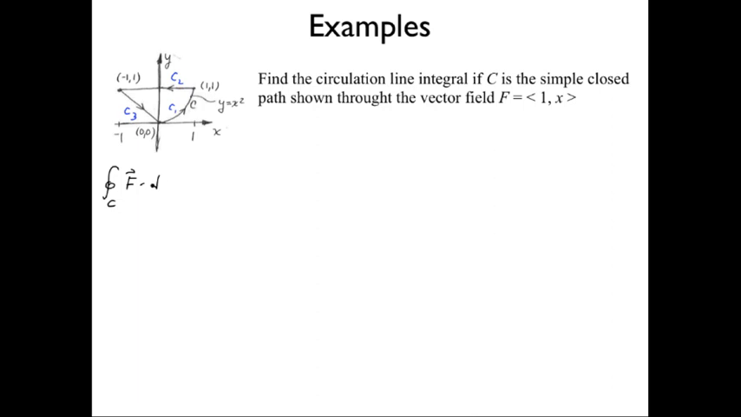And so we could say that the circulation integral would be equal to the integral over C1, we'd have to break it up, right, plus C2, and so on. Make sense? So that would be that.